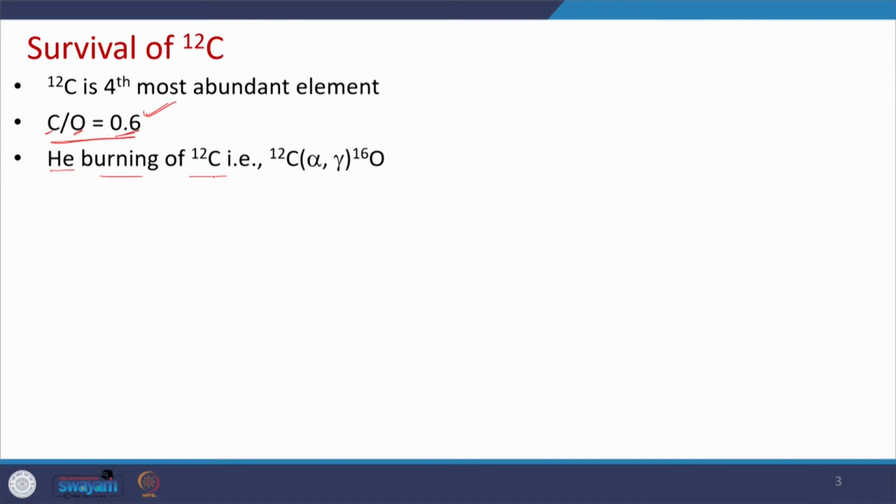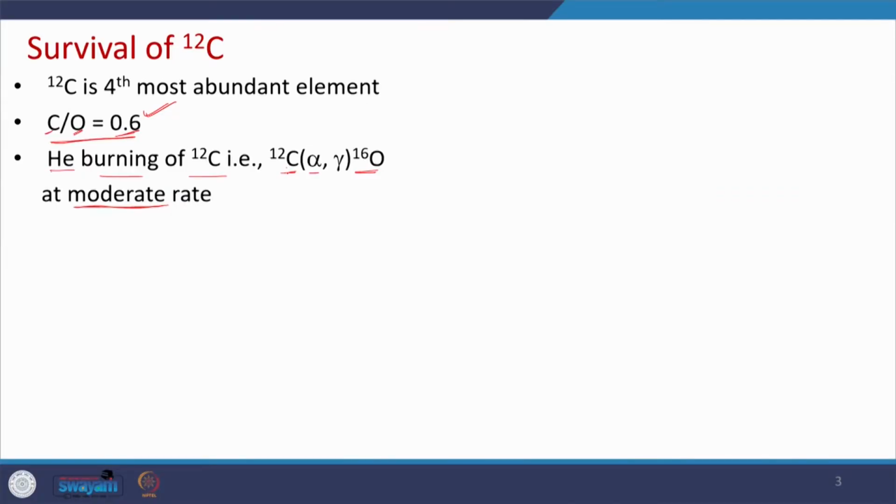All right. Now, in the helium burning of carbon, alpha reacting with carbon 12 gives rise to oxygen 16, and the ratio of carbon to oxygen is 0.6, isn't it? Whether it has to proceed through a low rate, moderate rate or high rate, how do we know that? We are discussing the survival of carbon 12, and we know the carbon to oxygen ratio is 0.6. So, the reaction of alpha plus carbon 12 has to proceed at a moderate, high or low rate.